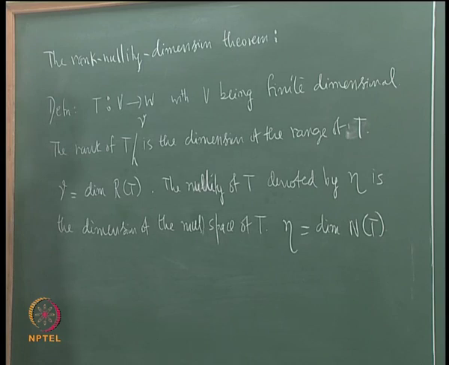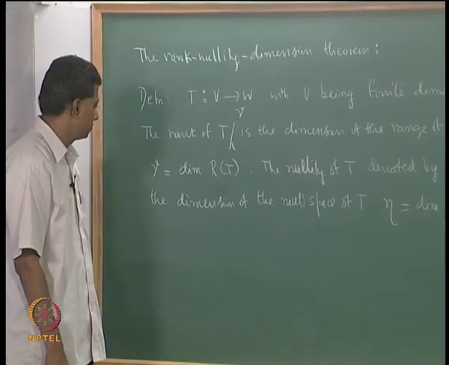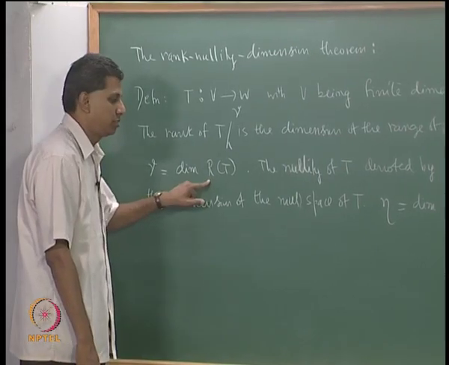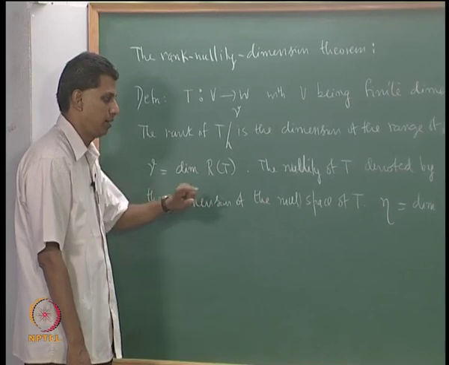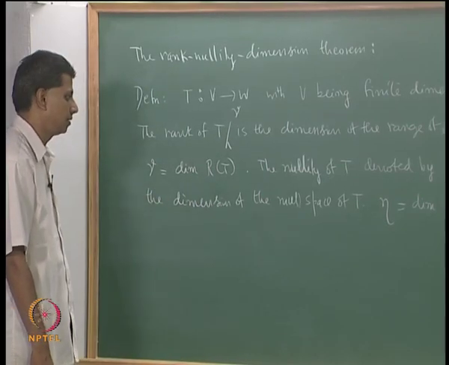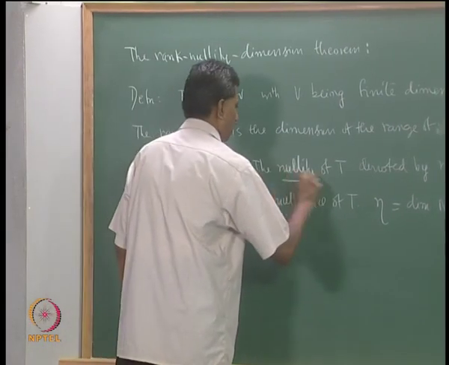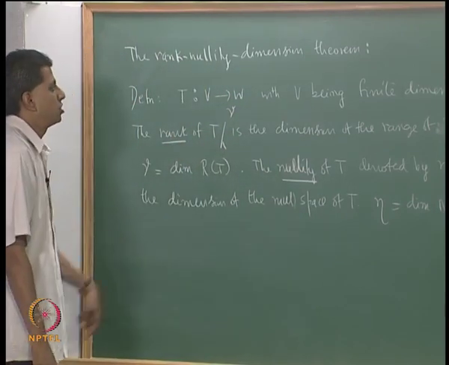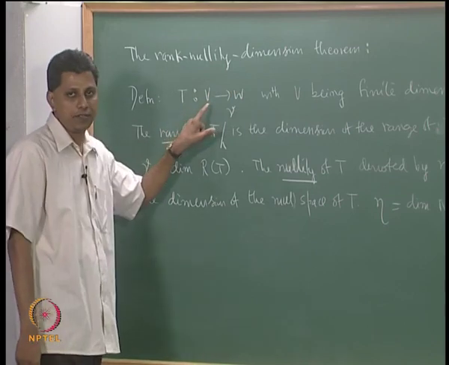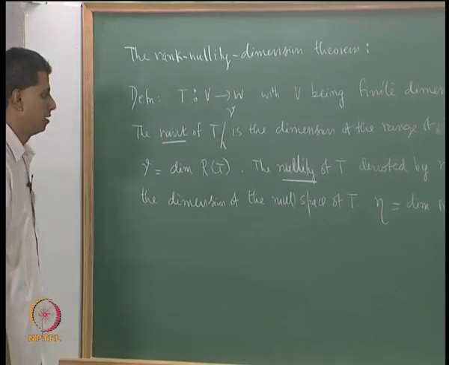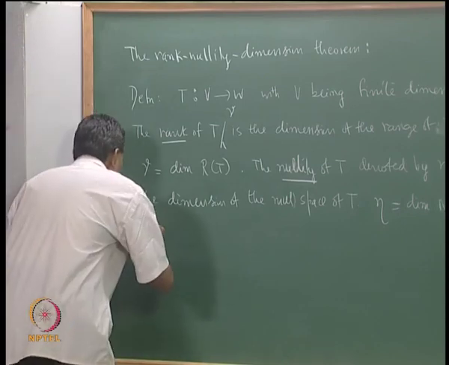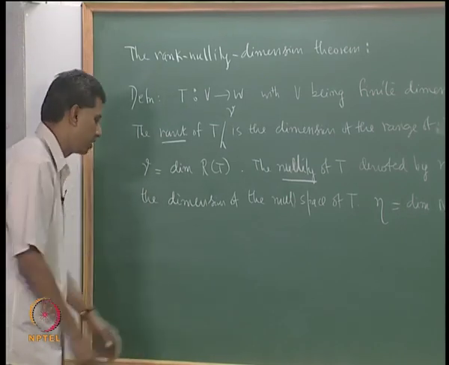Gamma and eta are non-negative integers. The dimension of the range space of T is the rank. The dimension of the null space of T is the nullity. Okay, so these are the numbers. There is also the dimension of the domain space V. I have assumed V to be finite dimensional. So this theorem relates these three numbers. The Rank-Nullity-Dimension Theorem, I will call it the RND theorem.